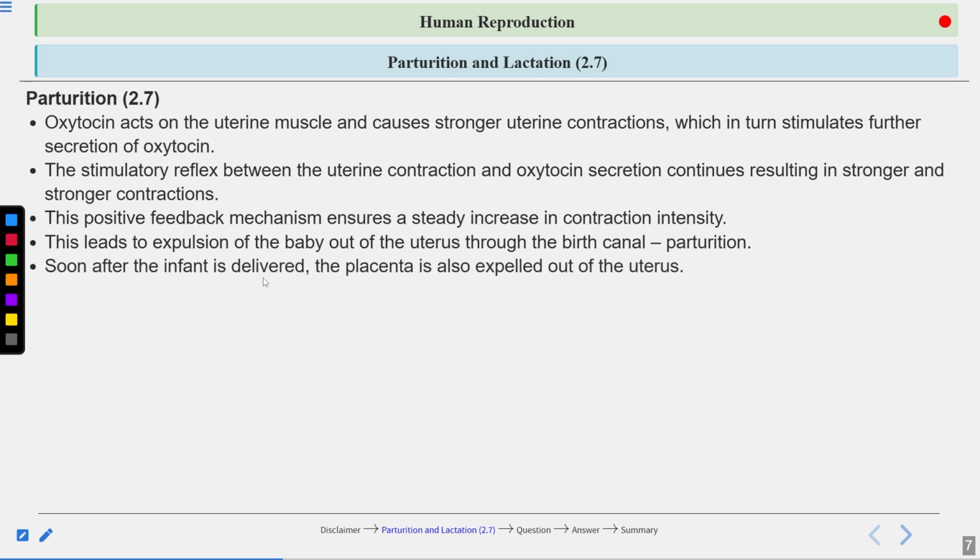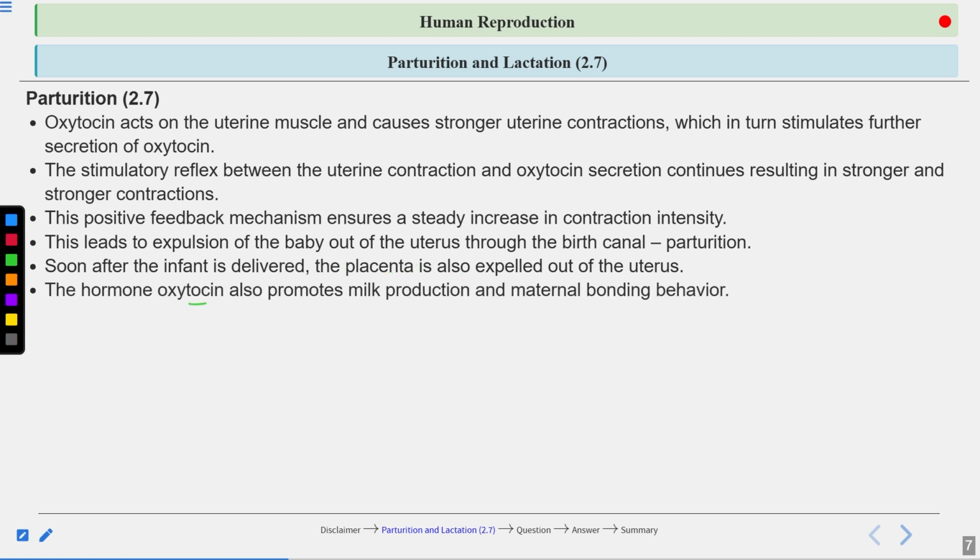Soon after the infant is delivered, the placenta is also expelled out of the uterus. Clear? So what is happening here? When the infant is delivered, the placenta is also expelled out of the uterus. So there is no need of the placenta now. What was the function of the placenta? It supplies oxygen and nutrients to the developing fetus. It also carries away the carbon dioxide and the waste materials produced by the developing fetus. So the placenta is no more required and is expelled out of the uterus.